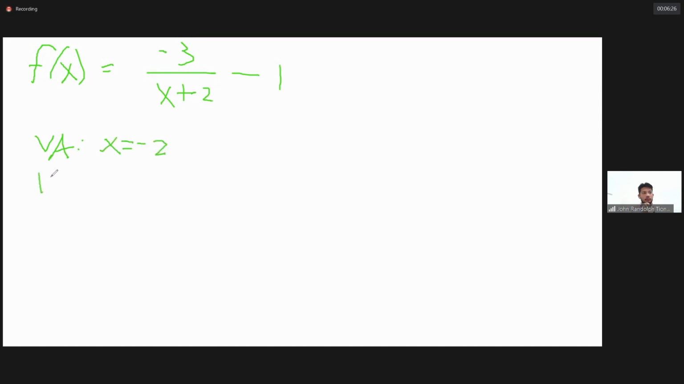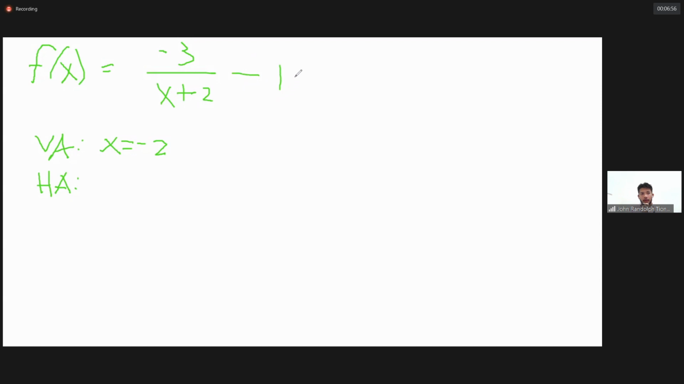And for your horizontal asymptote, check the degree of your numerator and the denominator. If the degree of your numerator is less than the degree of your denominator, then your horizontal asymptote is equal to 0. So for this case, what is your horizontal asymptote? Look at the degree of your numerator compared to the degree of your denominator. So it's going to be 0.